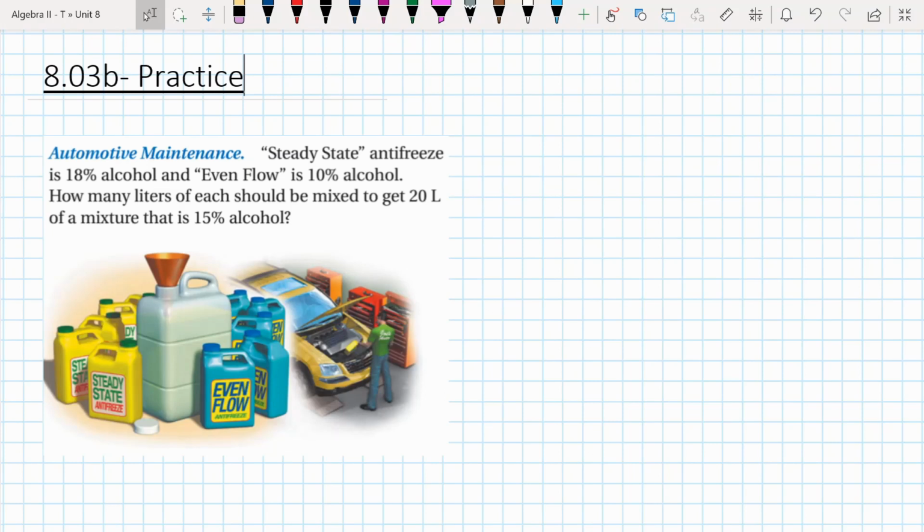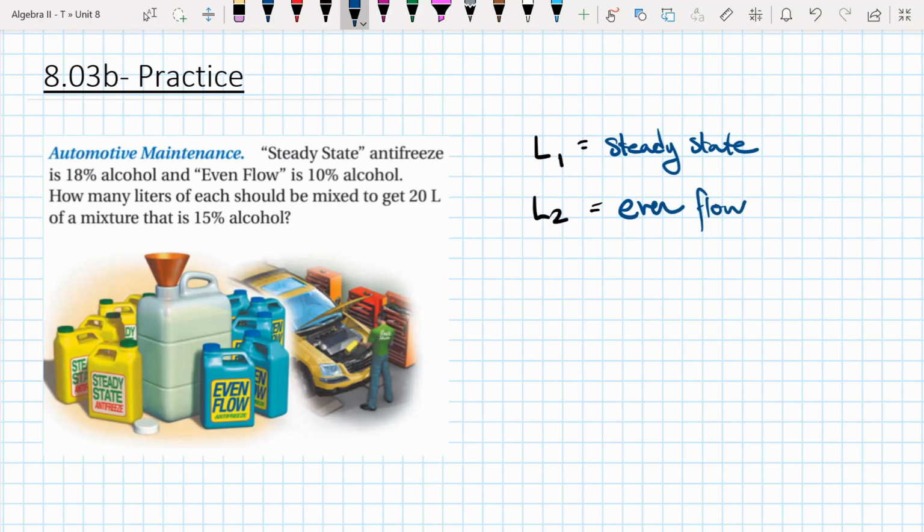Let's start by recognizing a couple things. One is, we'll call L1 the total amount of steady state solution. So L1 will be steady state. L2 is going to be the even flow. L because it's going to be in liters. So it's the amount of steady state.